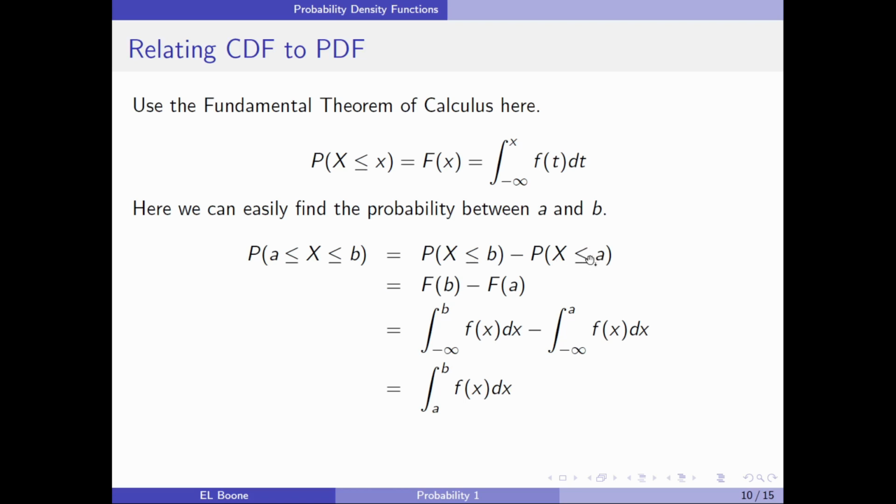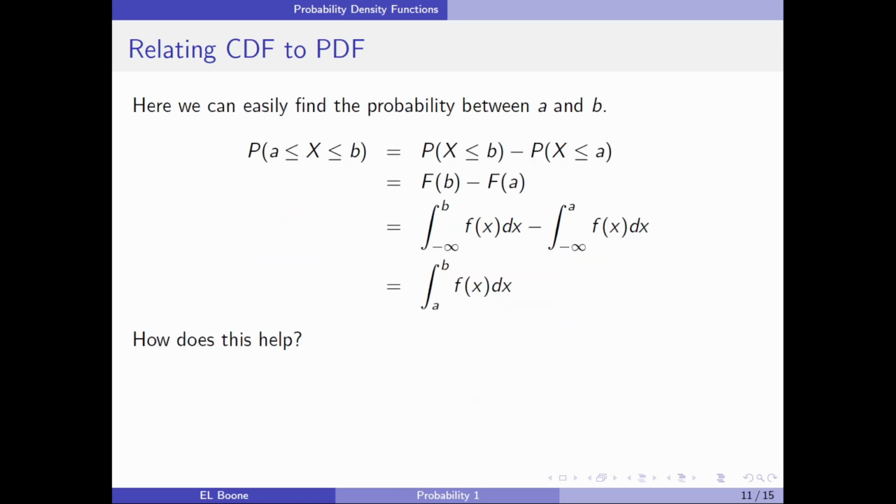Okay, this is well understood because probability behaves in a certain way, which is F(b) minus F(a). If I apply this definition here, it's the integral from negative infinity to b minus the integral from negative infinity to a of f(x) dx, which is the integral from a to b of f(x) dx. And you're like, so what? This doesn't really help me because this is the first time you've seen it. And if it's not the first time you've seen it, then you probably know the punchline here.